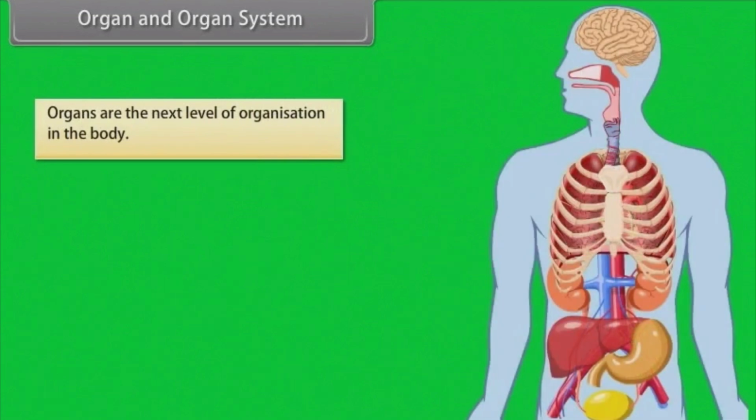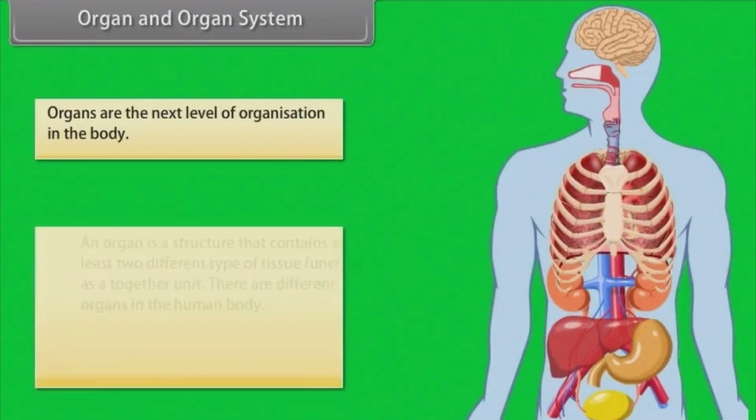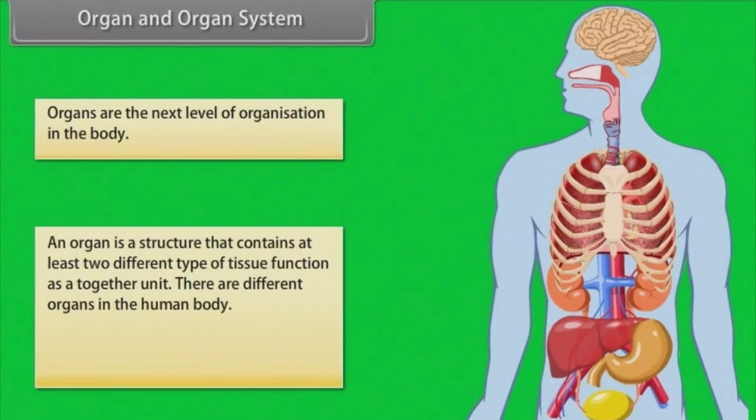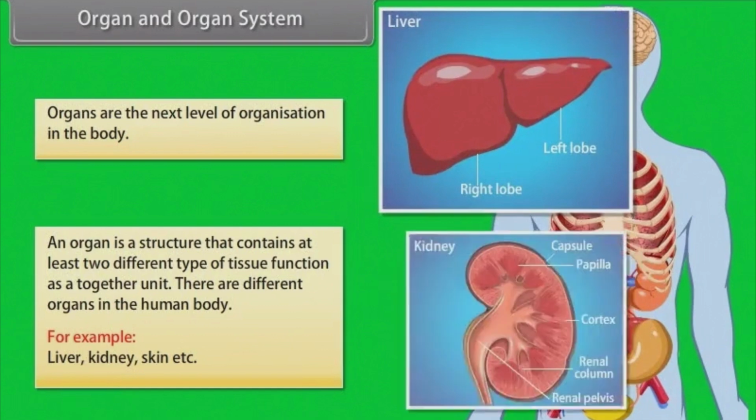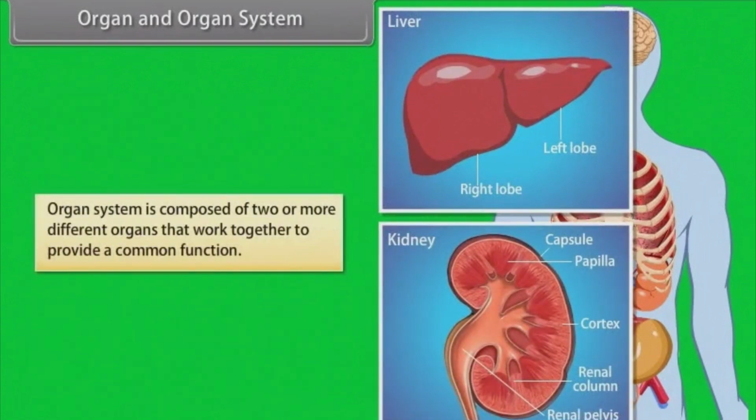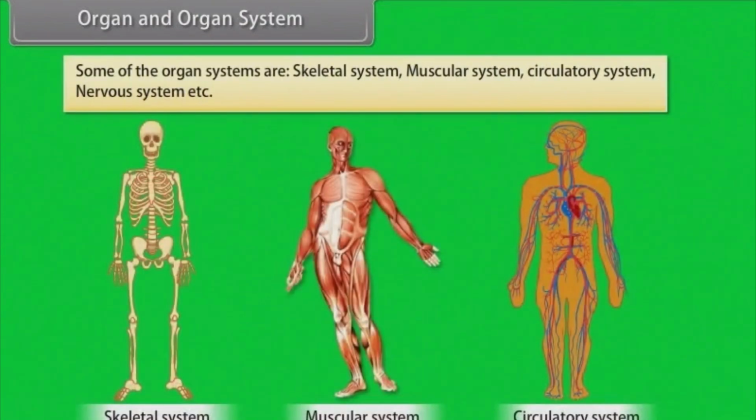Organ and organ system. Organs are the next level of organizations in the body. An organ is a structure that contains at least 2 different types of tissue that function together as a unit. There are different organs in human body, for example, liver, kidney, skin, etc. Organ system is composed of 2 or more different organs that work together to provide a common function. Some of the organ systems are skeletal system, muscular system, circulatory system, nervous system, etc.